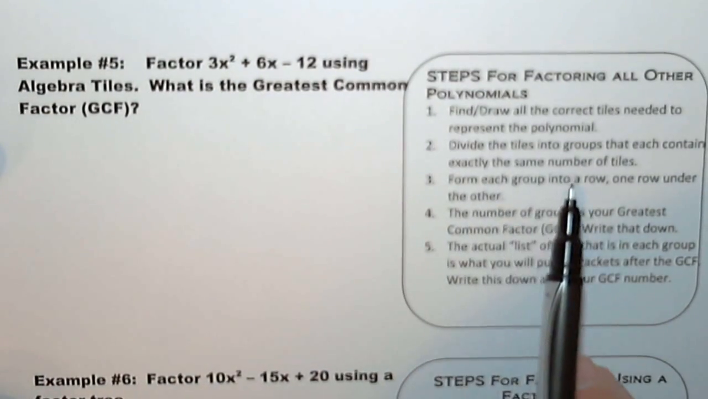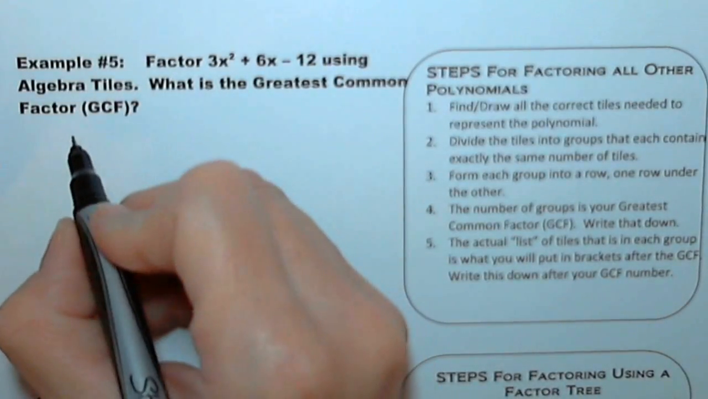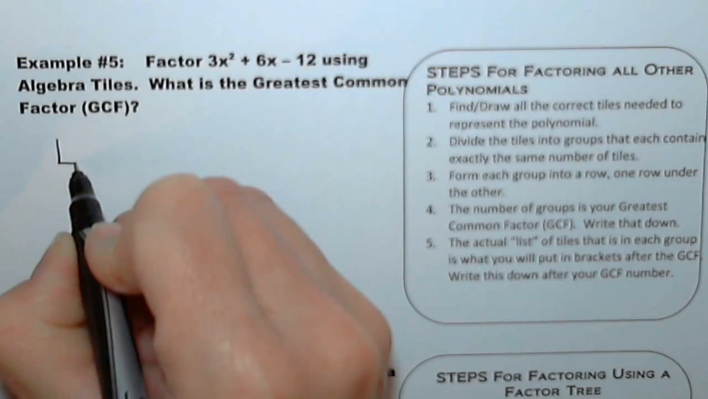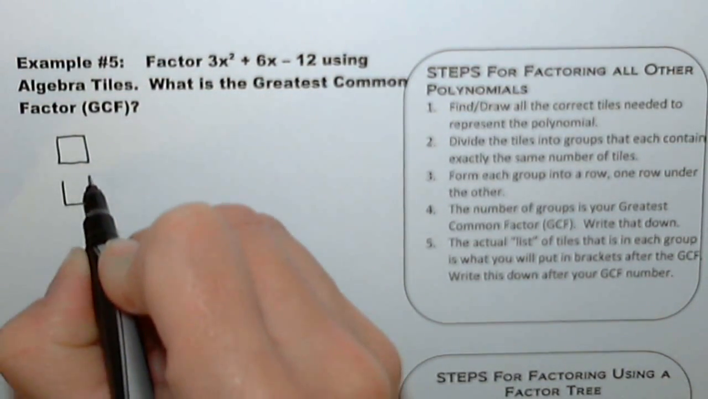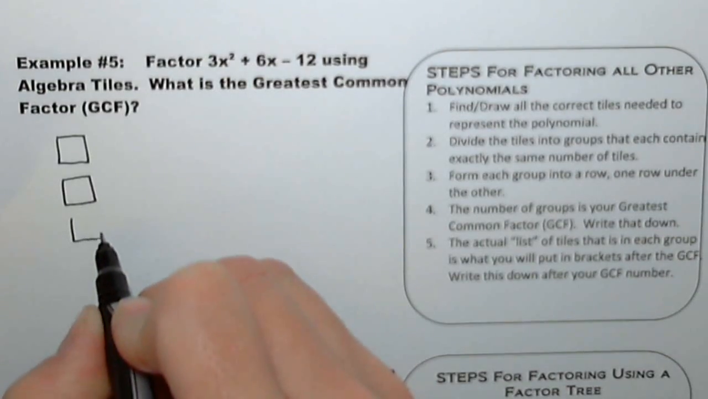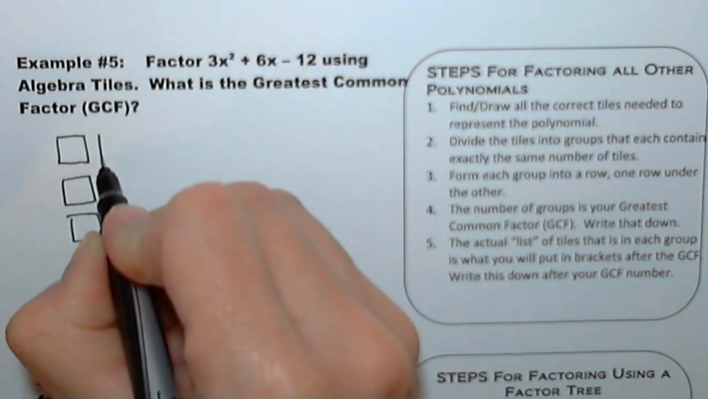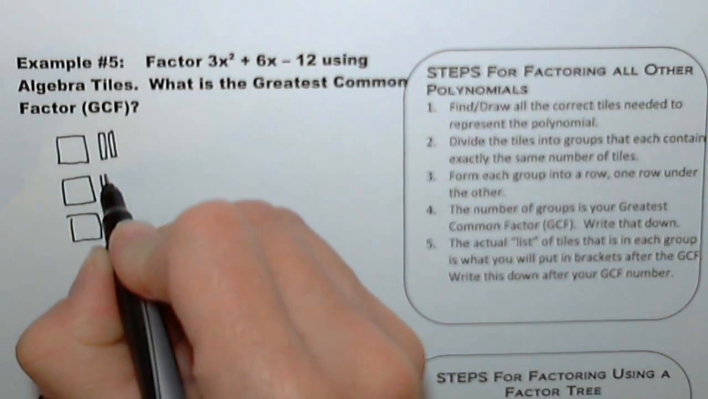4 in each group into a row, 1 row under the other. So you're actually just going to omit the tight rectangle stage, but you are going to do it in 3 rows. So I'm going to pass out one of these to each kid. That's an x squared. I have 6 x's to pass out in total, which means each kid's going to get 2.